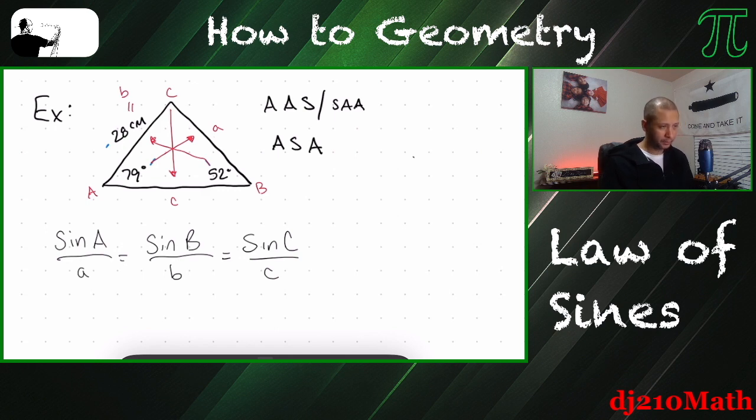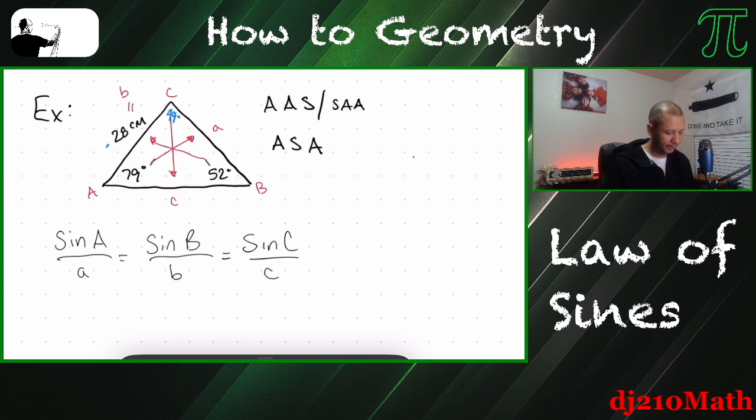If ever we know two angles in a triangle, we can always find the third angle, right? Because a triangle has 180 degrees total when you add up all three, and we know two, we can always find the third. So 180 minus 79 minus 52 would give us 49. So C is actually 49 degrees.